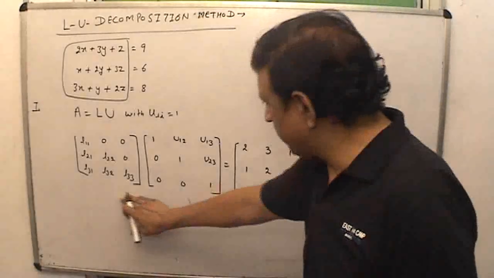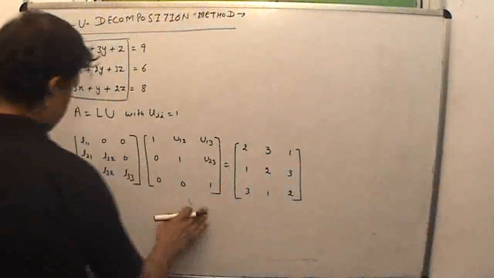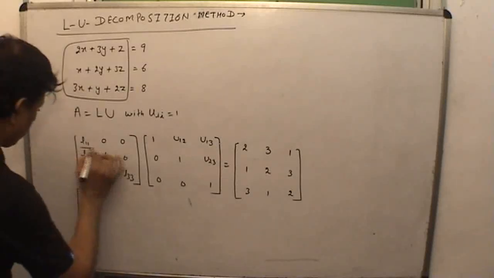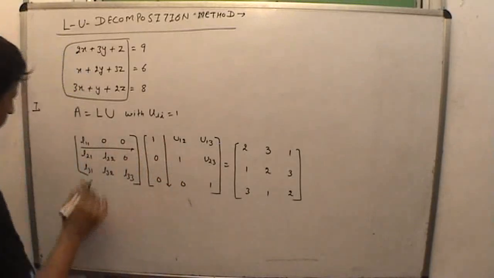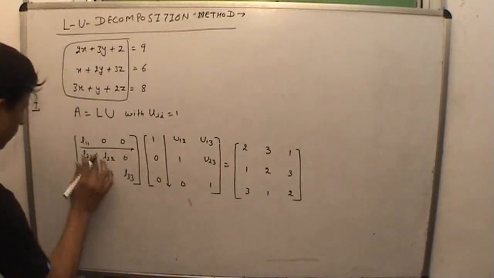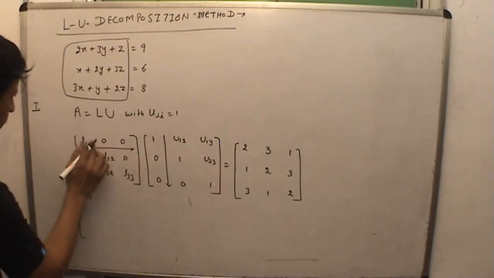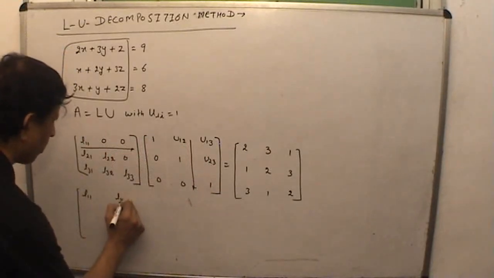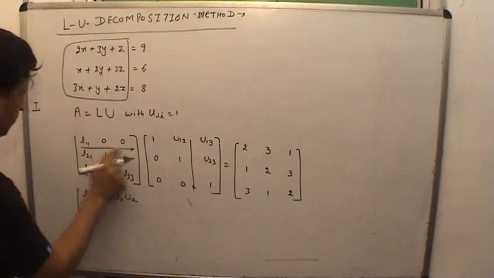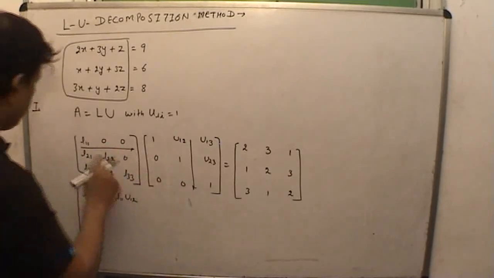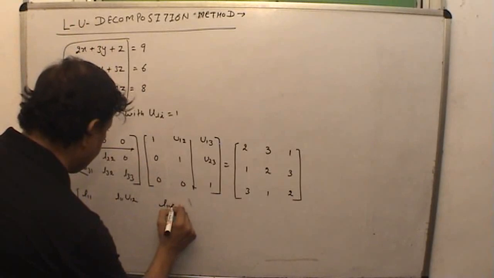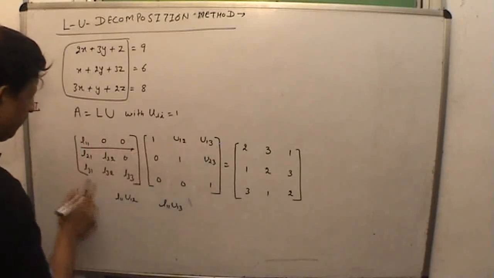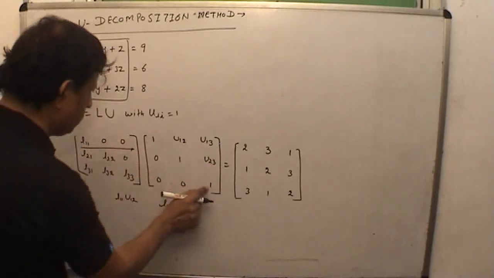We will follow the simple multiplication rule of matrices. We multiply these two matrices row by column. First row with first column: it becomes L11 into 1 plus 0 plus 0, that is L11. Then first row, second column: L11 U12 plus 0 plus 0. Then first row, third column: L11 U13, with the other products being 0.